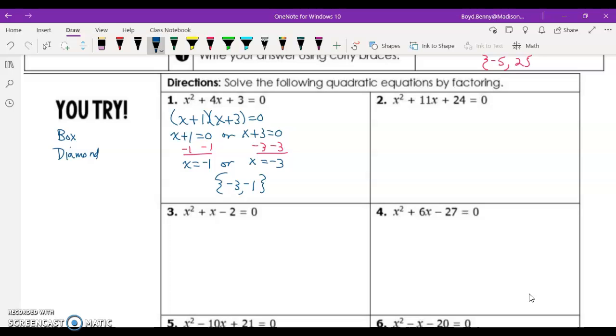In some of the exercises you may see online this week, they may ask you for the lesser x value and the greater x value. So you need to be conscious of that. Okay, so let's take a look at number 2.